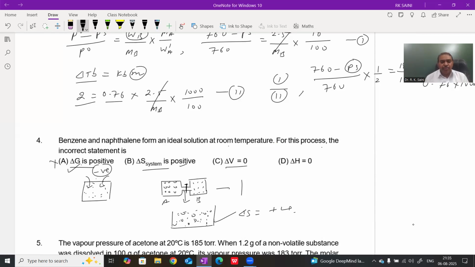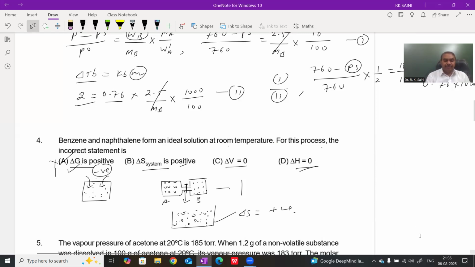The delta V, change in volume, is 0 because of similar type of interaction in an ideal solution. Therefore, no volume increase or decrease. Enthalpy change is also 0 because interaction forces between particles are similar to those in pure form. Therefore, no change in their enthalpy, and hence the first option is incorrect.